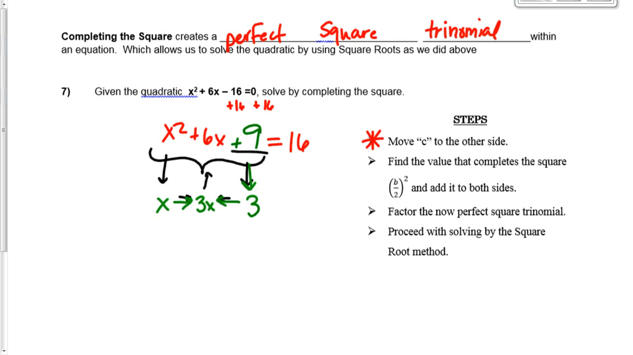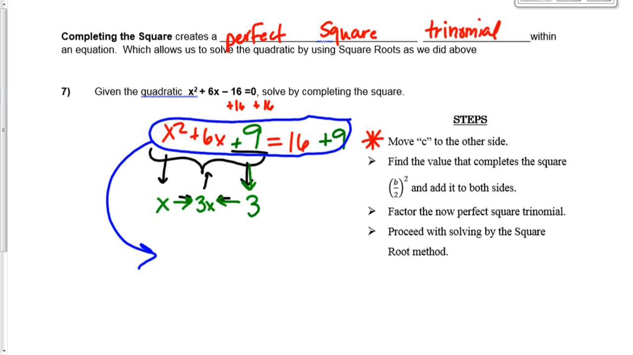Now, this is an equation, so I can't just go adding 9s wherever I want to. I have to keep it balanced, so I need to actually add a 9 to that side. What I've done is I have now created an equation that will work, okay? I'm going to take this whole thing and simplify it a little bit more. I now have a perfect square trinomial, so x plus 3 squared. And then over here, 16 plus 9, that's 25.